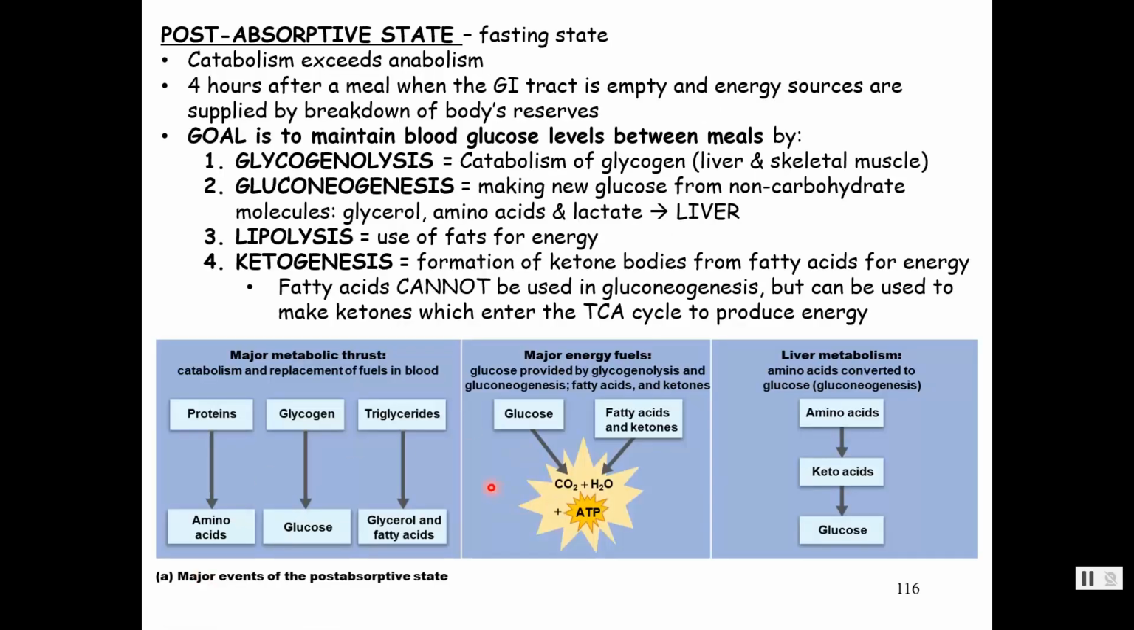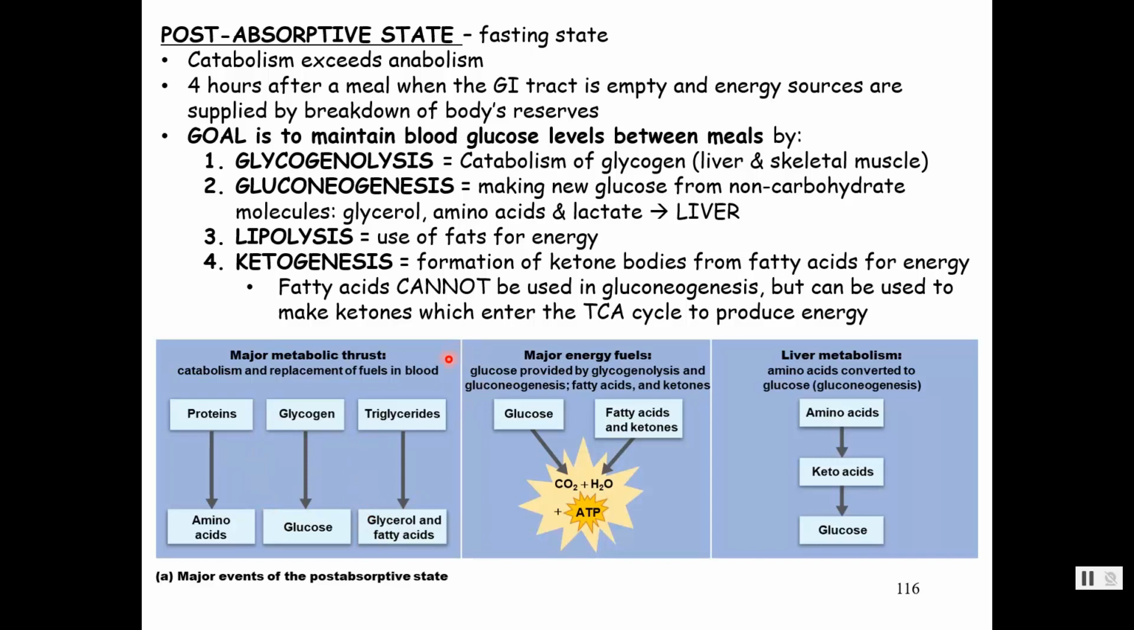All right, so what's happening? In that post-absorptive state, it kind of makes sense. Catabolism is going to exceed anabolism. So now we're going to break things down that we had already stored. Proteins can be broken down to amino acids. Glycogen is going to be broken down to glucose. Triglycerides can be broken down into glycerol and fatty acids.